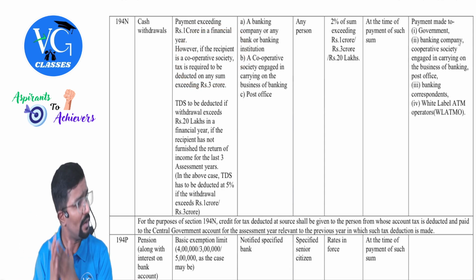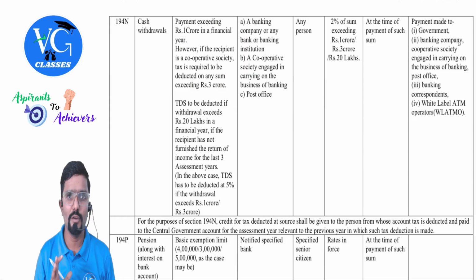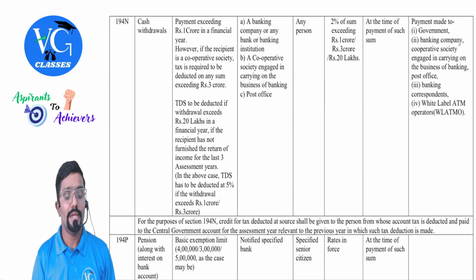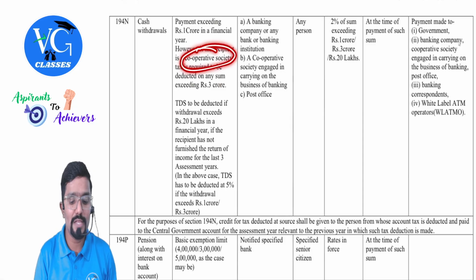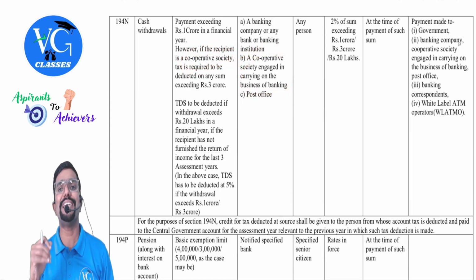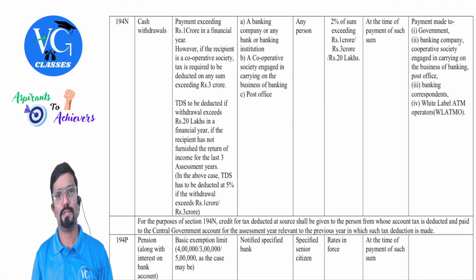And even Amul, Amul is a cooperative society. Okay, that is Milk Federation. So, any cooperative society is covered here. Whereas what is covered here is only cooperative bank. That is the cooperative society engaged in banking business.